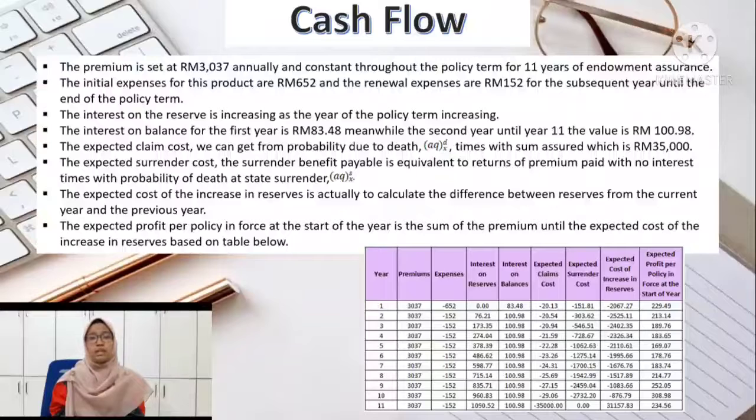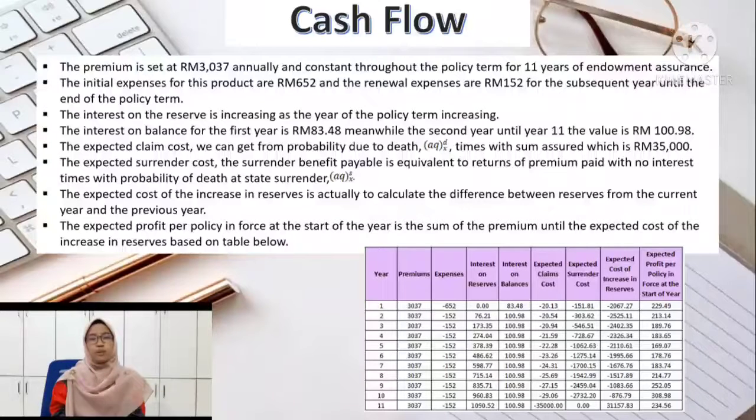For the expected claim cost, we can get it from the probability of death at each time multiplied by the sum assured, which is RM35,000. But at time 11, the policyholder gets the maturity benefit back, an amount of RM35,000, because the policy is endowment insurance. For expected surrender cost, the surrender benefit payable is equal to the return of premium paid with no interest, times the probability of death at the state of surrender.